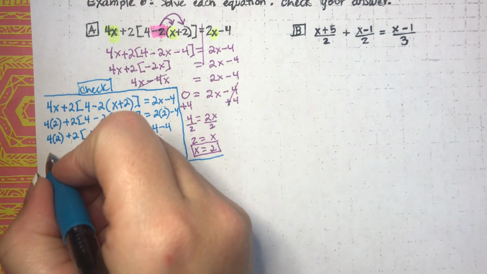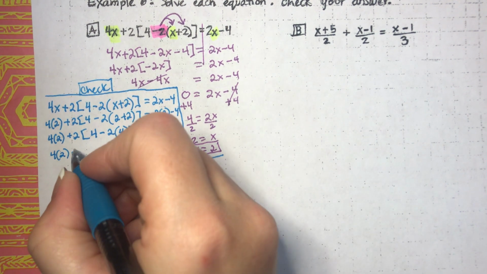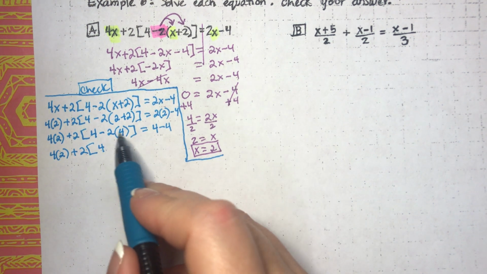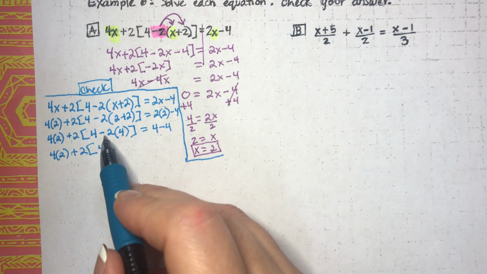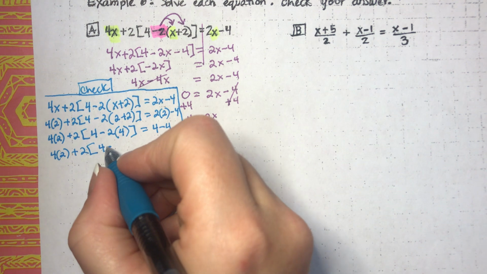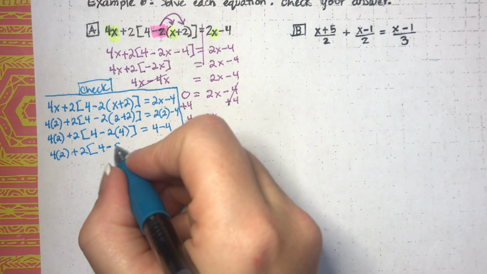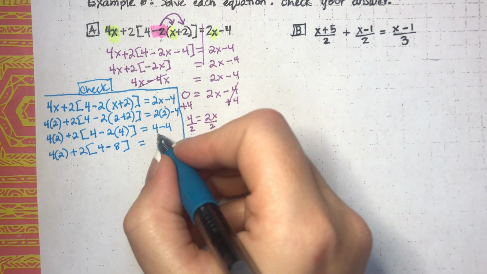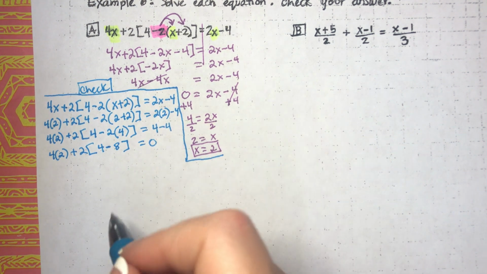I'm going to rewrite this. 4 times 2 plus 2, 4. This is a negative 2 times a positive 4. So a negative times a positive is a negative. 2 times 4 is 8. So it's negative 8. And then I can do this side. 4 minus 4 is 0.